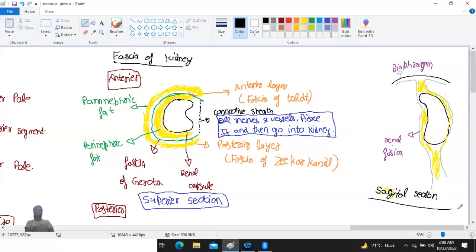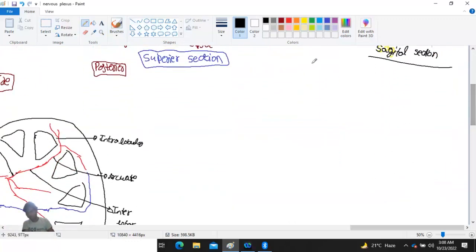Now draw the relations of the kidney. For posterior relations, we draw a diagram and write relations of kidney. Again, let's say this is the diaphragm crus and this is the diaphragm. Done.